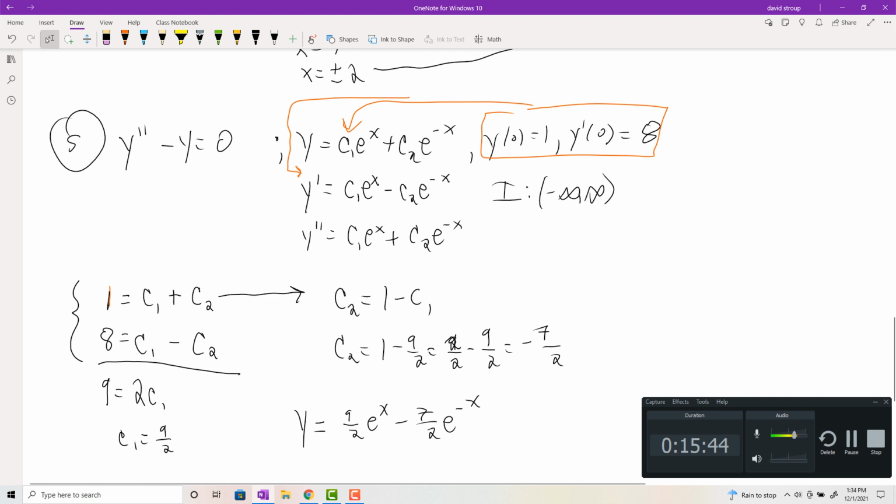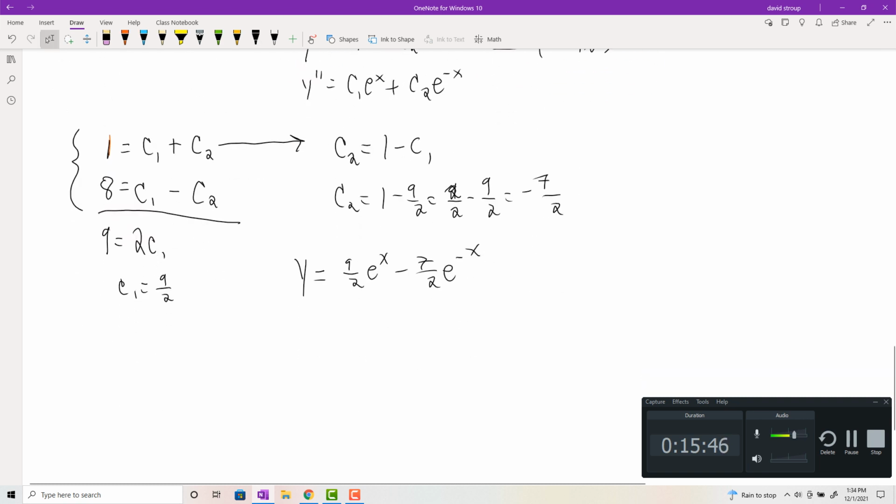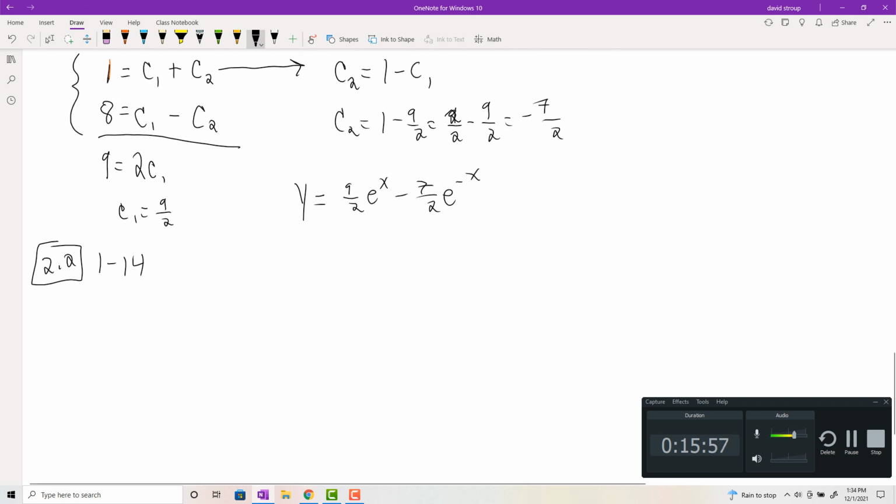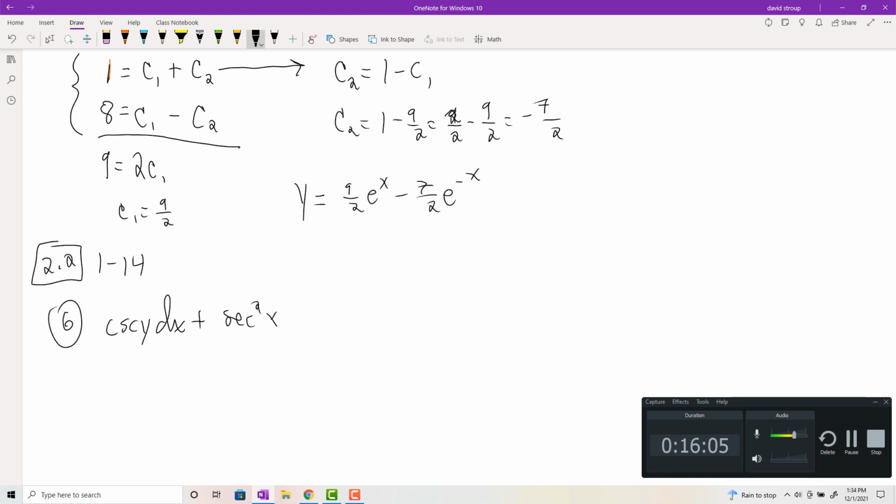So enough of that. Finally, in 2.2, we have our first method for solving differential equations, which was separation of variables. So I'll be thinking of questions like 1 to 14. Let's look at a trig version that's written in the differential form. Cosecant y dx plus secant squared x dy equals 0.